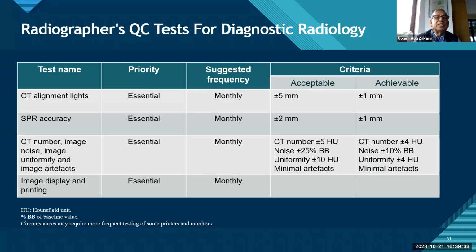And SPR accuracy is essential, monthly, plus or minus 2 and plus or minus 1. And CT number, image noise, image uniformity, and image artifacts. These all are given here with the values of acceptable and the other values, achievable. And achievable is actually your duty to do a better radiotherapy department.